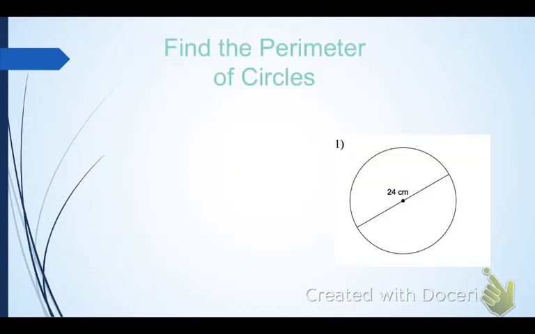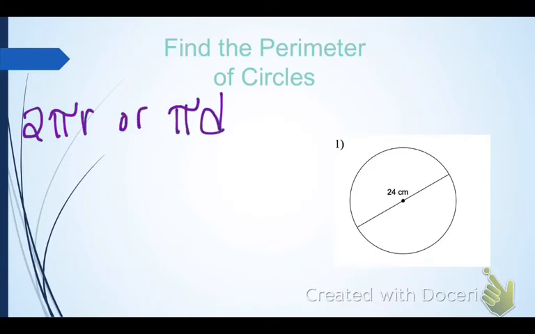So if we look at the very first example on our paper, and you look at your reference sheet, it'll tell you that the circumference of a circle is 2 pi r or pi d, which is a very simple formula and should help you a lot with any kind of circle.